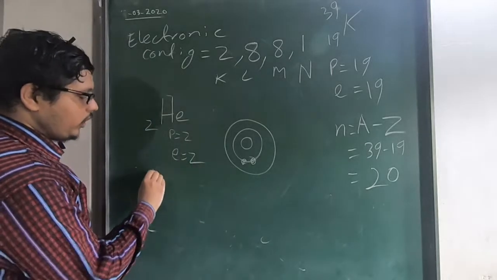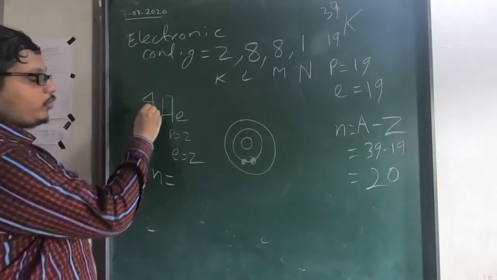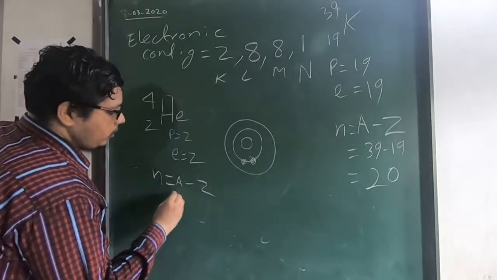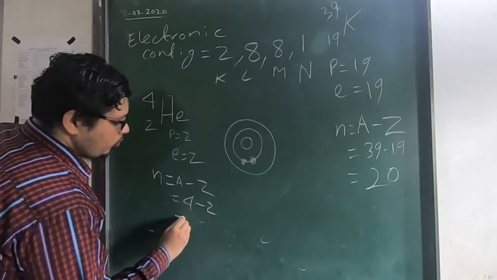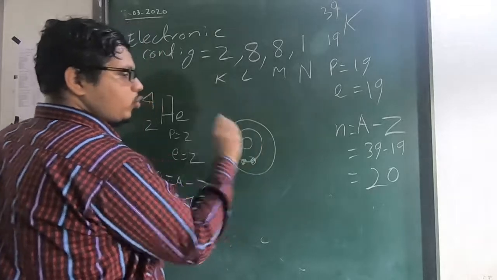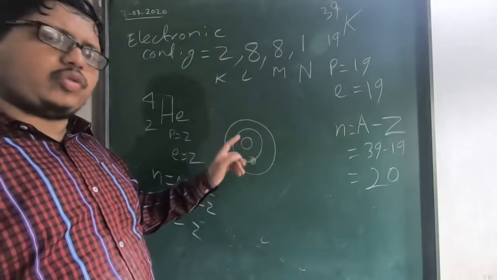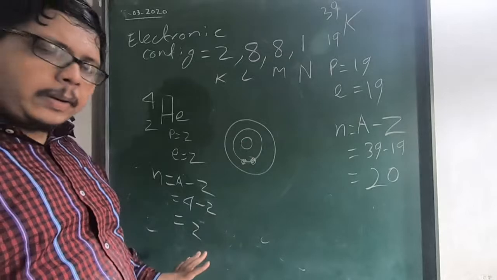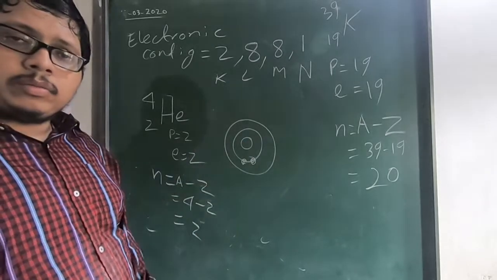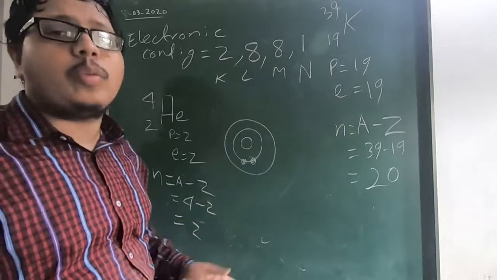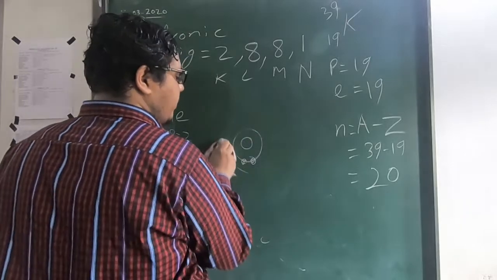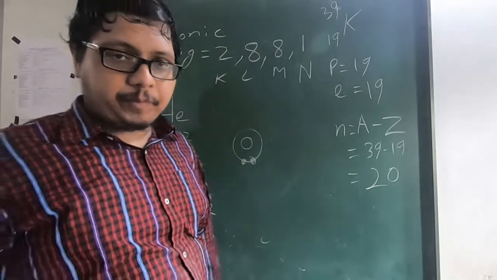If I consider the neutron here, the mass number is 4, so again A minus Z, 4 minus 2, it is 2. So the neutron is also 2. Proton here is 2, neutron here is 2. Fine. Electron is how much? 2. Then do we need this shell? Why will you need this shell? Finish, no more electron to give. So I need only one shell, the K shell.